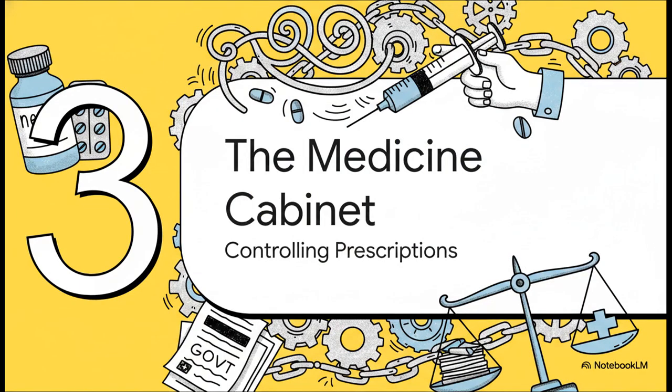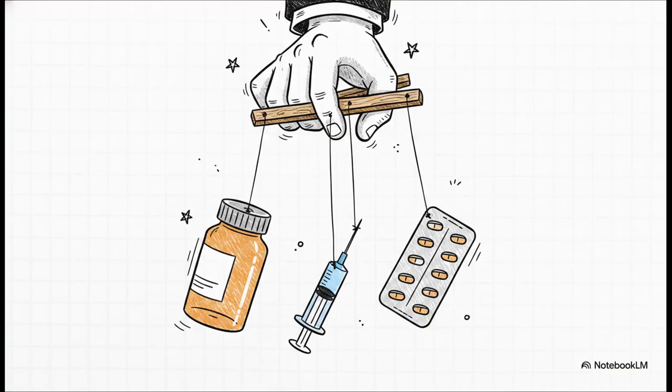Which brings us to Section 3, controlling the medicine cabinet. Take a look at these parallel initiatives happening at the exact same time. On one hand, you've got TrumpRx.gov, which is a government-branded portal offering massive discounts on popular drugs like Ozempic, insulin, and fertility medications. But on the other hand, the Department of Health and Human Services has launched the MAHA Action Plan, aimed specifically at curbing psychiatric overprescribing.